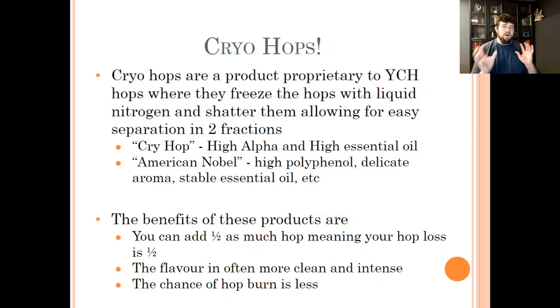Once they shatter, it's a lot easier to separate the two. So this then gives them two different products. The cryo hop portion is just that lupulin gland. Where normal hops would be about 12 to 14 alpha if you're looking for a modern New England style IPA variety, cryo hops can be up to 40, so they can be up to 4 times as strong as normal hops.